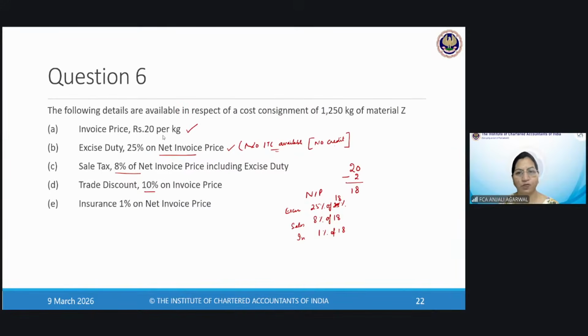So you have the invoice price. Net invoice price is 18. On 18, you can apply the excise. You can apply the sales tax. You can apply the insurance. So it's almost 34% of 18. You will multiply it by 1250 units so far.